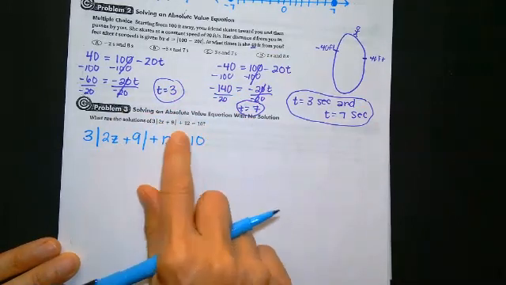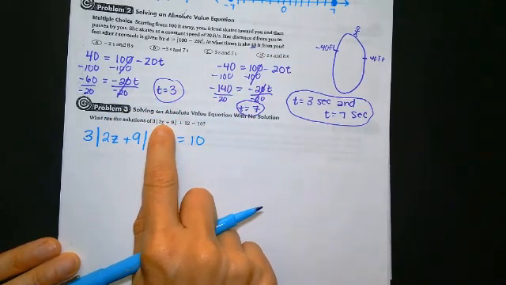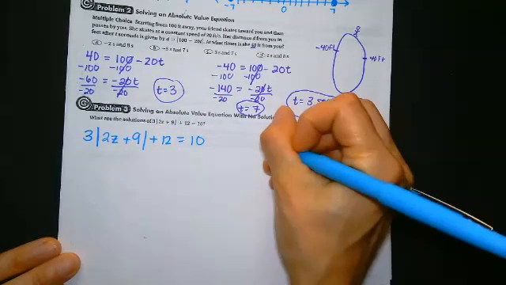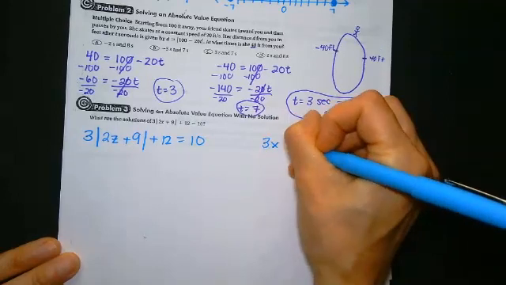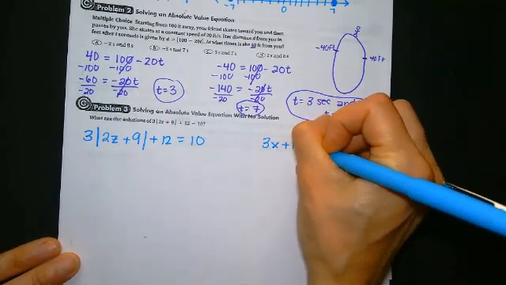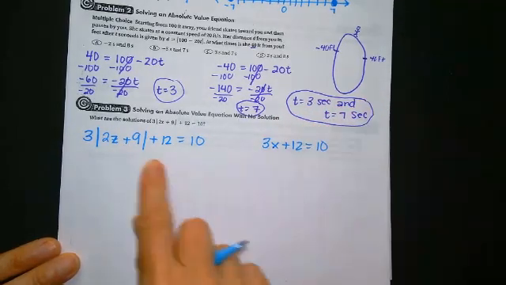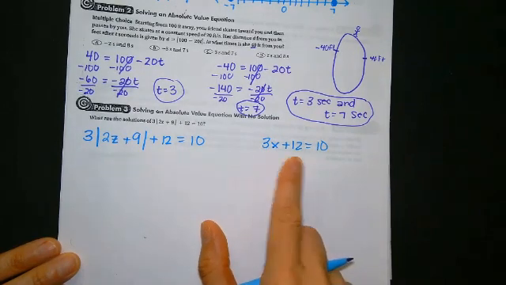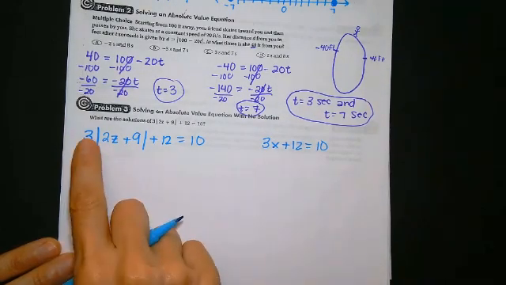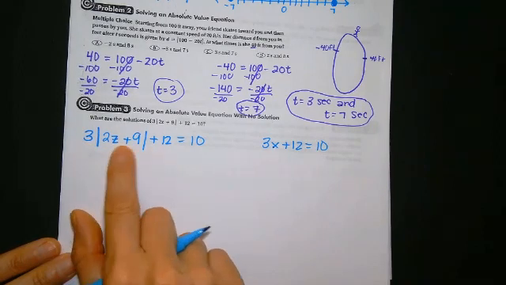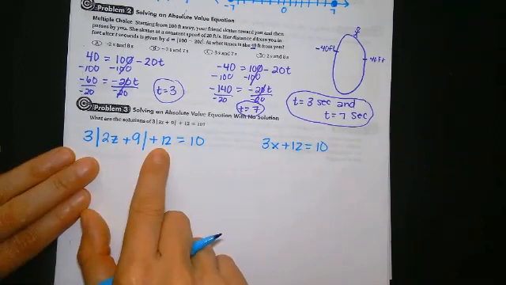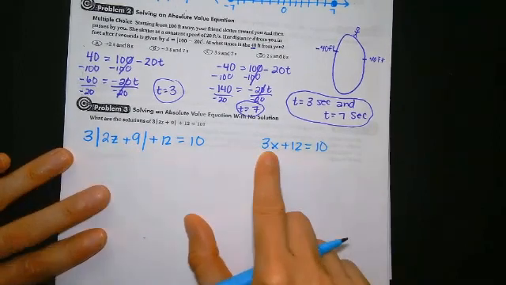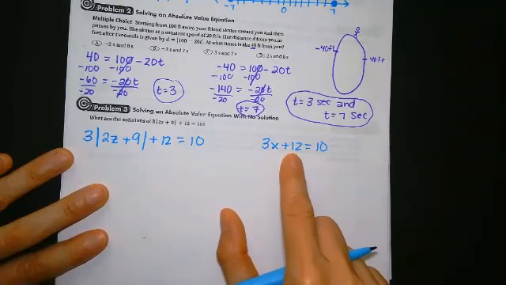Now, imagine that this whole absolute value thing was just one variable. If we had this 3x plus 12 equal 10, right? All I did was replace this whole absolute value with an x. It's a lot easier to kind of figure out what to do to solve it. So in this case, we have stuff that is inside the absolute value and outside. So we're going to solve it like we would solve this first, okay?